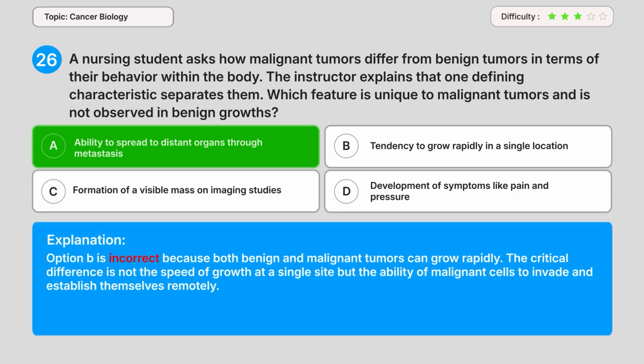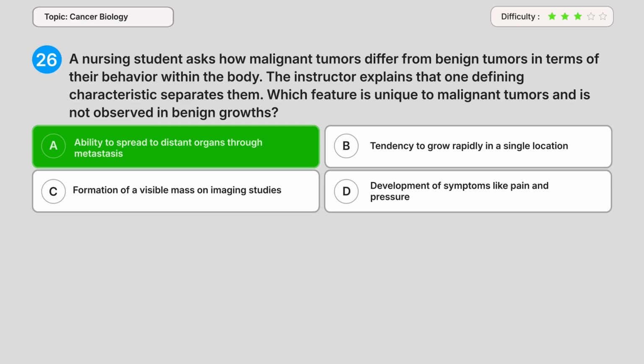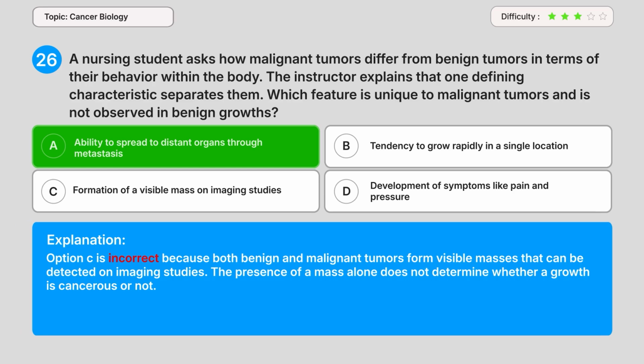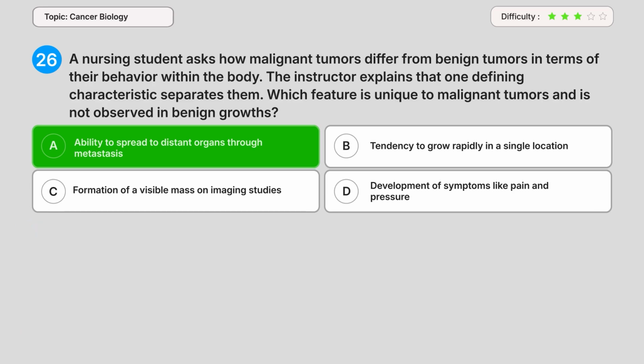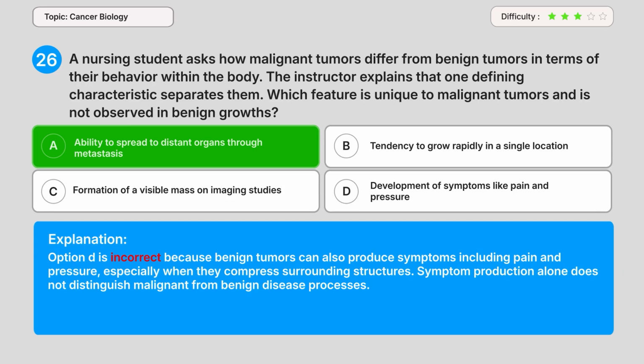Option B is incorrect because while malignant tumours can grow rapidly, so can benign tumours. Rapid growth alone does not define malignancy. Option C is incorrect because both benign and malignant tumours can form visible masses. The ability to be detected on imaging does not differentiate them. Option D is incorrect because benign tumours can also cause symptoms like pain and pressure, especially if they press on nearby structures. Symptoms alone don't indicate malignancy.